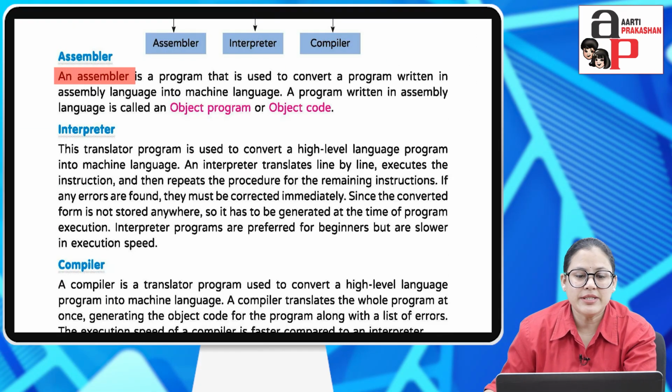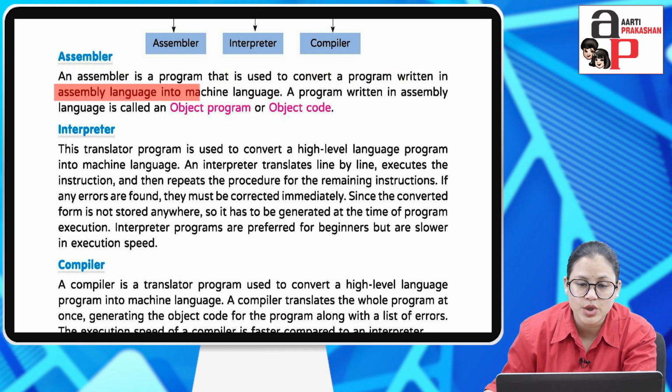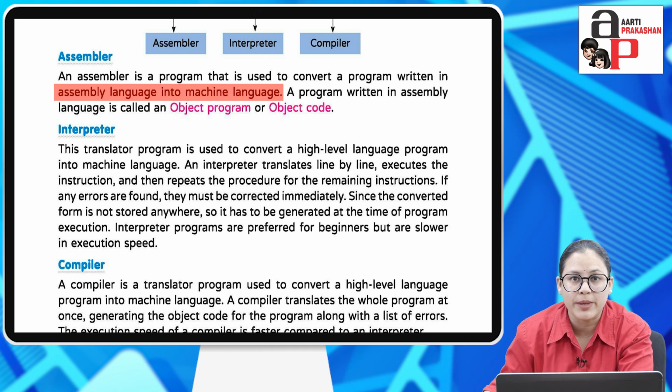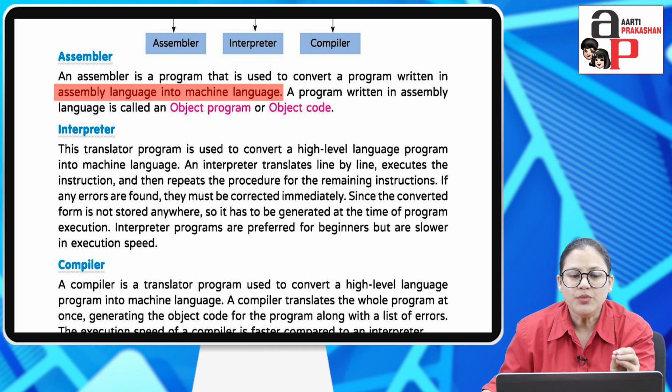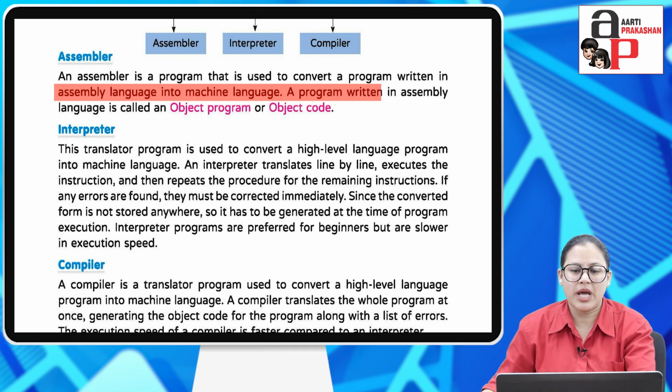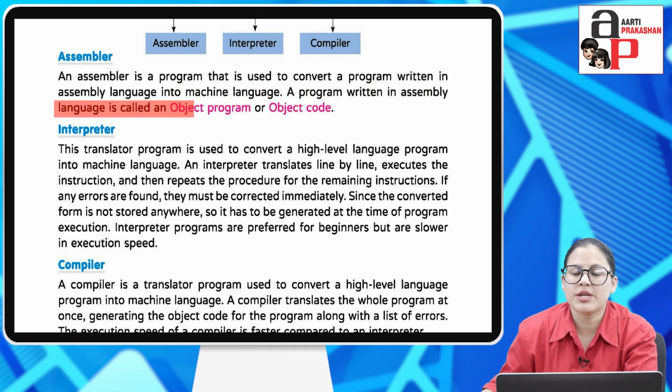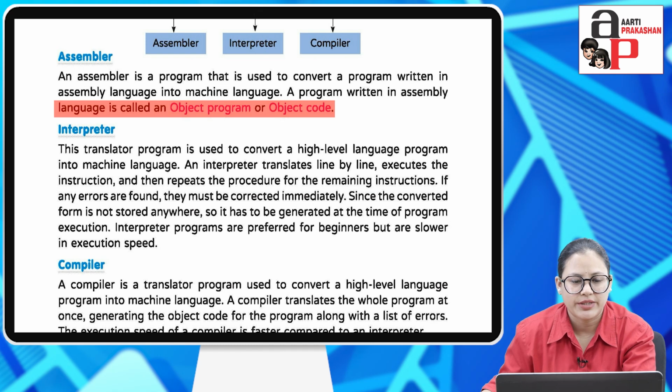Assembler. An assembler is a program that is used to convert a program written in assembly language into machine language. Okay, so the basic function of an assembler is to convert assembly language into machine language. A program converted by the assembler is called an object program or object code, right?